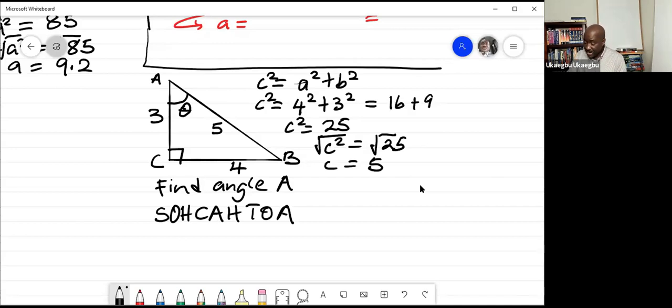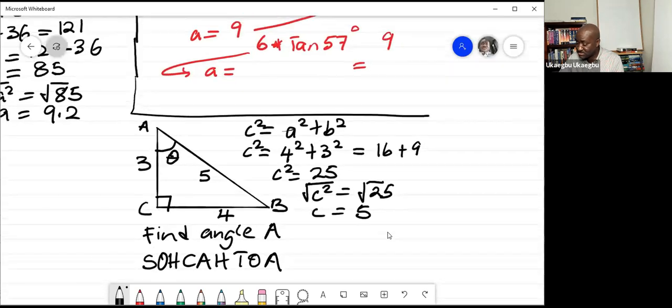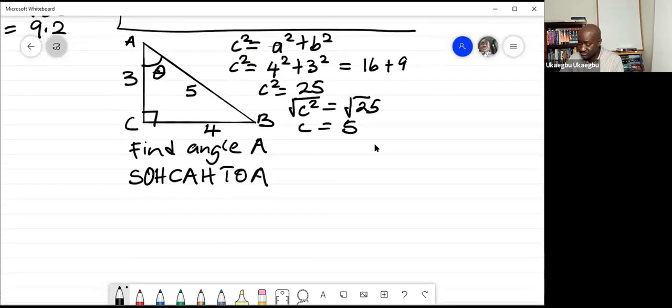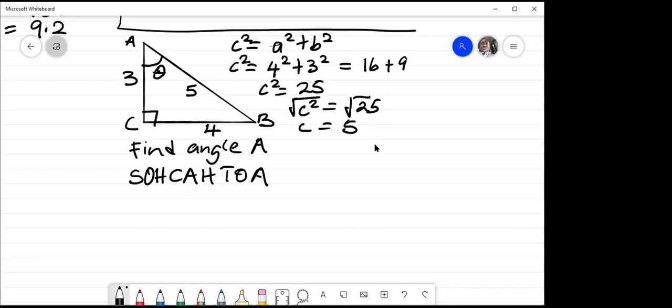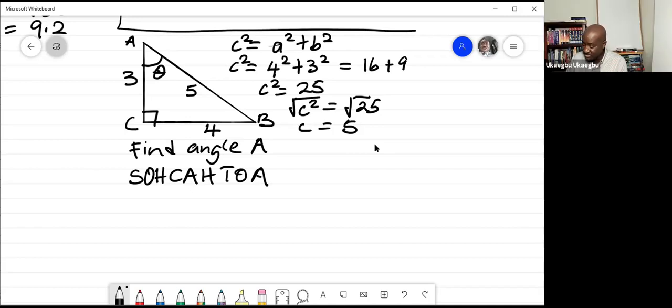And now that we have 3 sides of the triangle, we can actually use any of them. We can use sine, cosine, or tangent. So which one do you want us to use? It's up to you. Let me know. Which of the 3 ratios do you want us to use? Am I talking to people or to myself? Cosine. Okay, let's use cosine.